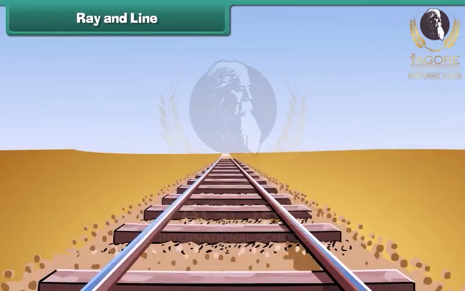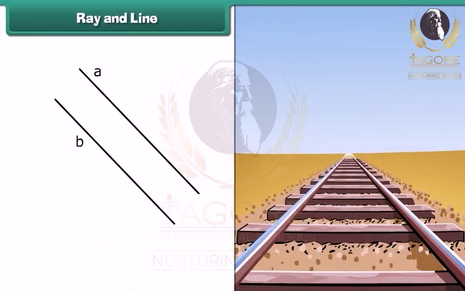Now notice this railway track. The two sides of track do not cross one another. These sides are parallel. Similarly, two lines are said to be parallel lines if no matter how far the lines extend in either direction, they never cross each other.